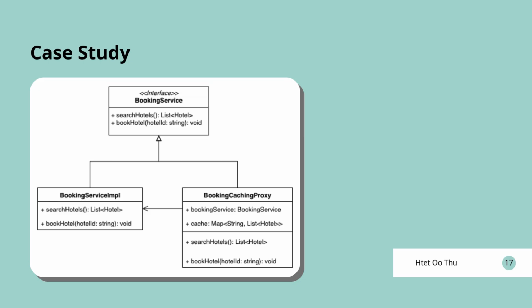Instead of always calling the real service, it maintains a cache. When the application requests hotel data, the proxy first checks if the results are already in the cache. If yes, it returns them quickly without calling the external API. If not, it delegates the call to the real service and then stores the results for future use. This structure improves performance because repeated hotel searches become faster and the number of API calls is reduced. Bookings, however, are still handled by the real service to ensure accuracy.